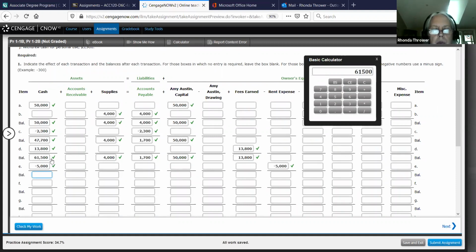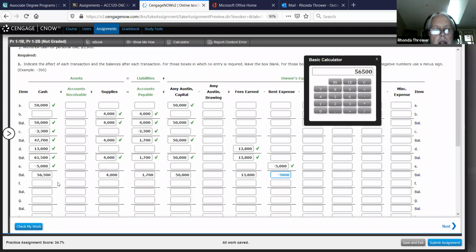Our cash balance before this transaction was $61,500. We have spent $5,000. So the remaining balance is $56,500. Our supplies was unaffected. Our accounts payable was unaffected. Our investment was unaffected. Our fees earned has a total now of $13,800, and our rent expense has a total of $5,000.